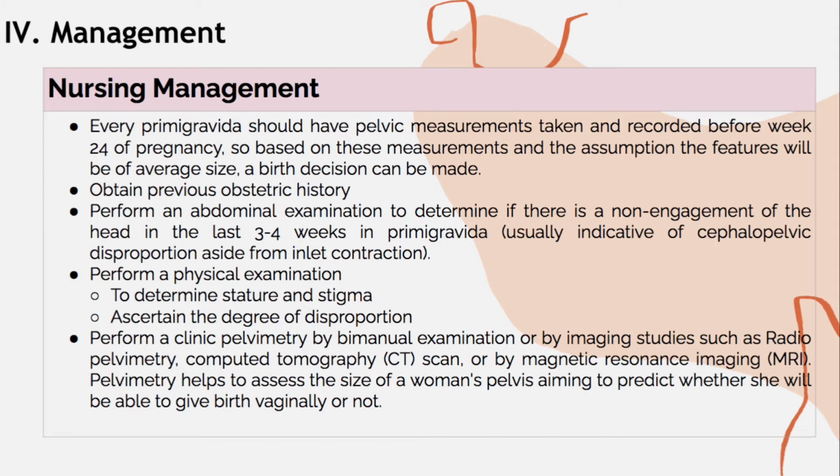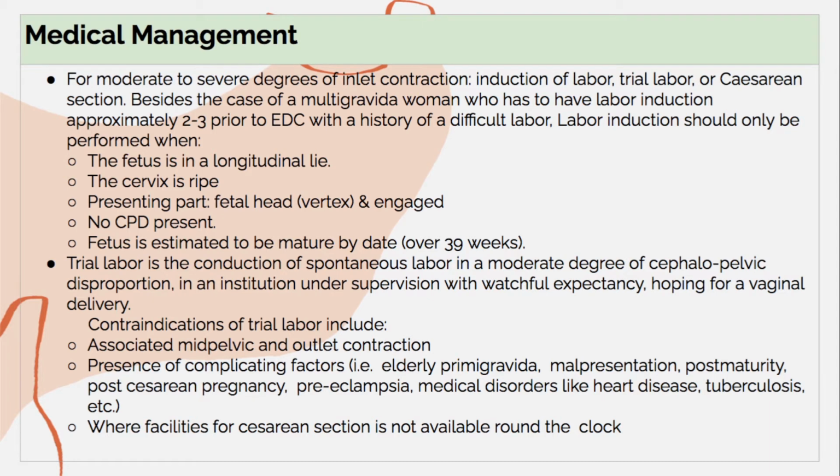By way of inspection, a pendulous abdomen is suspicious of inlet contraction, especially in primigravidae. Perform a clinical pelvimetry by bimanual examination or by imaging studies such as radiopelvimetry, computed tomography or CT scan, or by magnetic resonance imaging or MRI. Pelvimetry helps to assess the size of a woman's pelvis, aiming to predict whether she will be able to give birth vaginally or not. Moving on, for medical management in moderate to severe degrees of inlet contraction, any of the following may be performed: induction of labor, trial labor, or cesarean section.